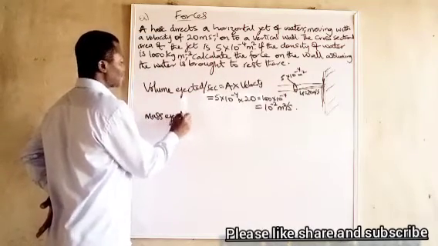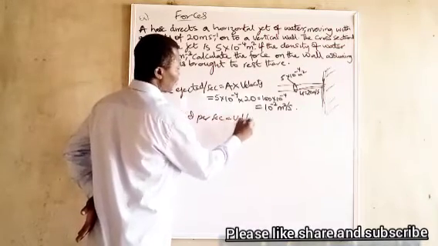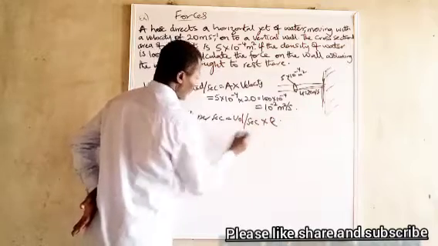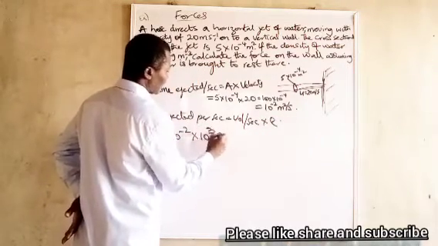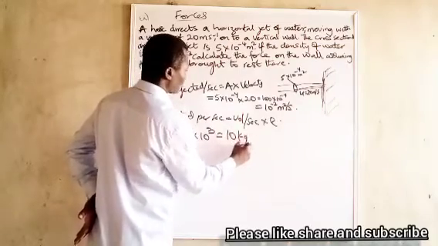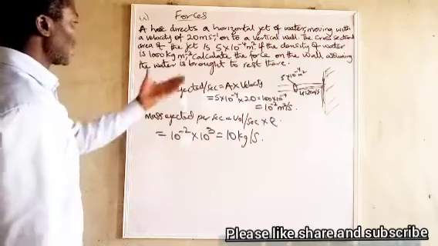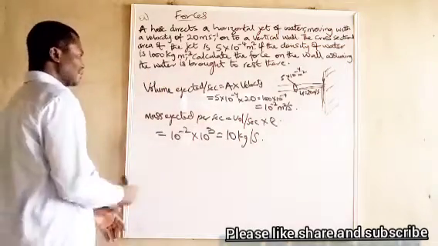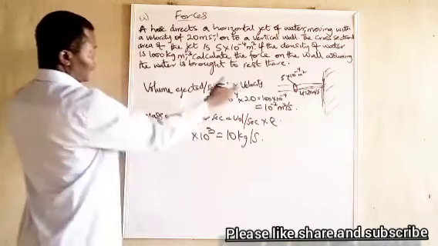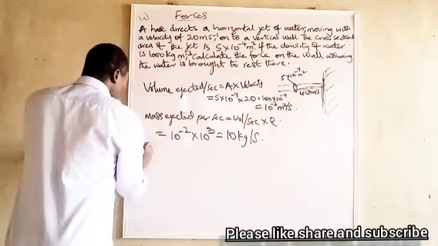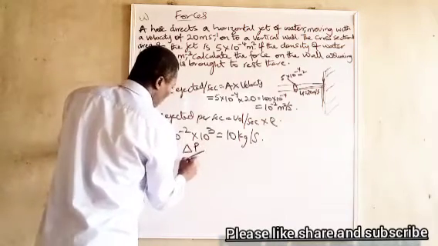So let's now calculate the mass ejected per second. You could have calculated everything at once. It will be equal to volume per second times density. That will be equal to 10 to the power minus 2 times 10 to the power 3, and that is 10 kilogram per second. We are now asked to calculate the force on the wall. So, force is equal to change in momentum per second.